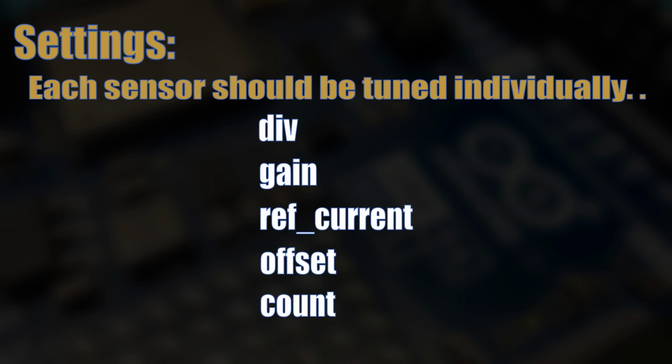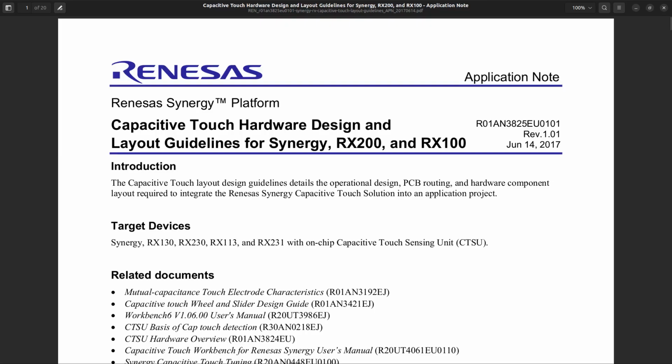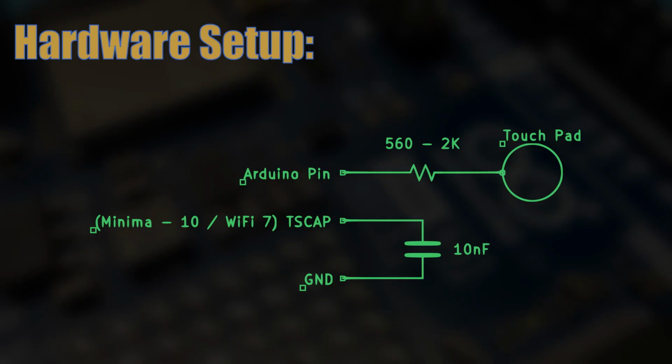Now these settings are going to vary for each sensor based on the sensor design and the hardware you use, so let's talk a little bit about that hardware. I'm going to link a document from Renesas in the description that has a lot more information. The basic circuit looks like this.